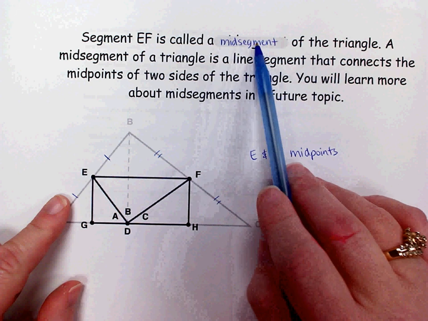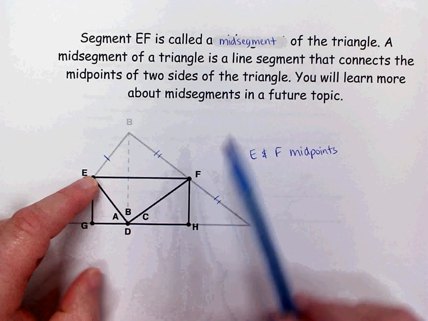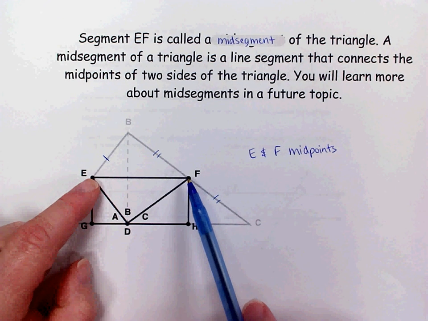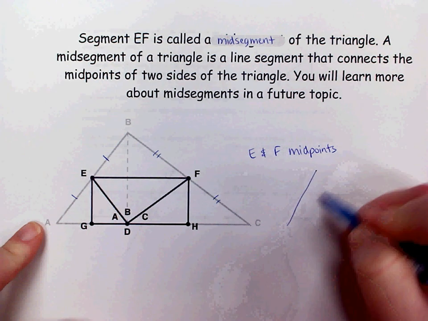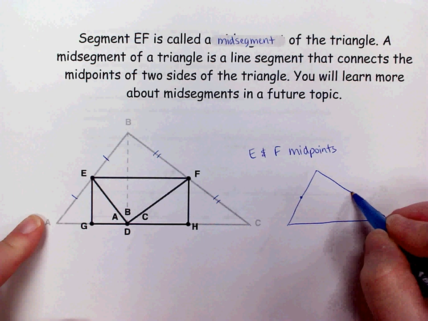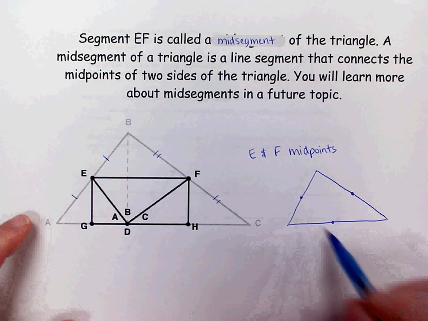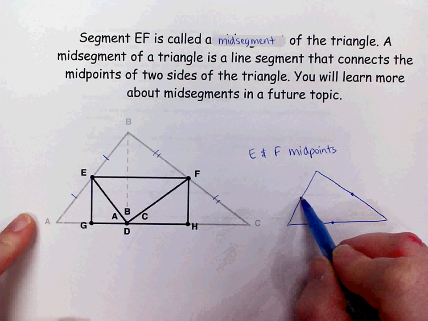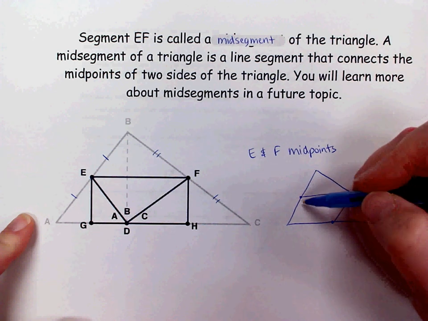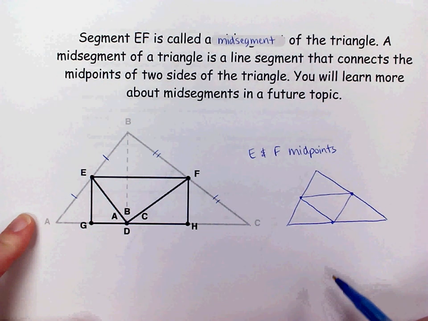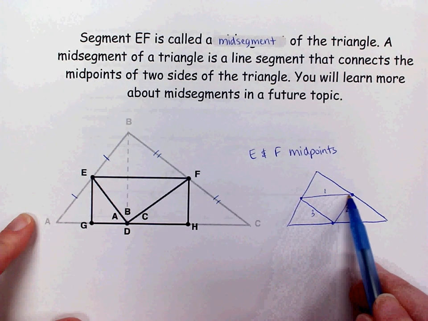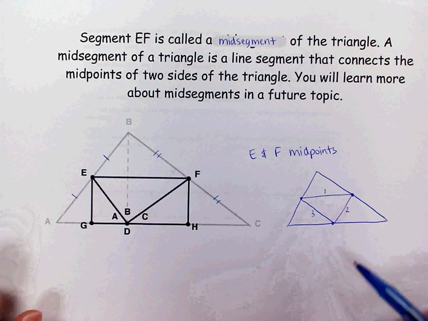It's called a segment because it starts and stops, and it's called a mid-segment because it connects two midpoints of a triangle. Now, a triangle has three sides, so all three sides of those triangles will have midpoints. So every triangle will have three mid-segments. You connect these two midpoints for one mid-segment, these two for another, and these two for a third. So all triangles will have three mid-segments. It's just a segment connecting two midpoints of sides, is all that is.